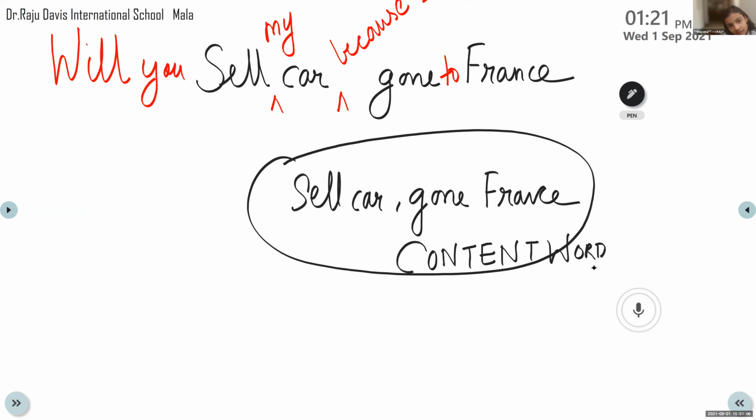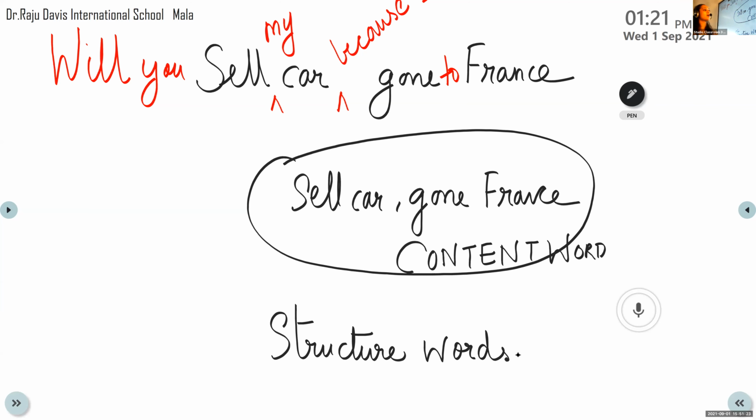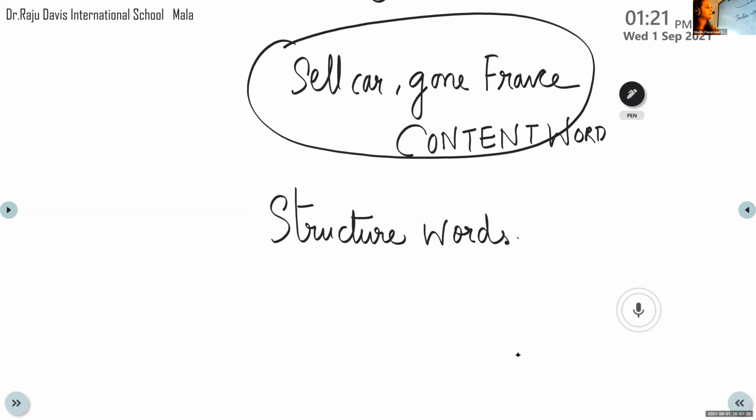Okay? And the words which give the structure to the sentence, which makes the sentence grammatically correct, are called the structure words. Now is it clear to everyone? What are content words and what are structure words?